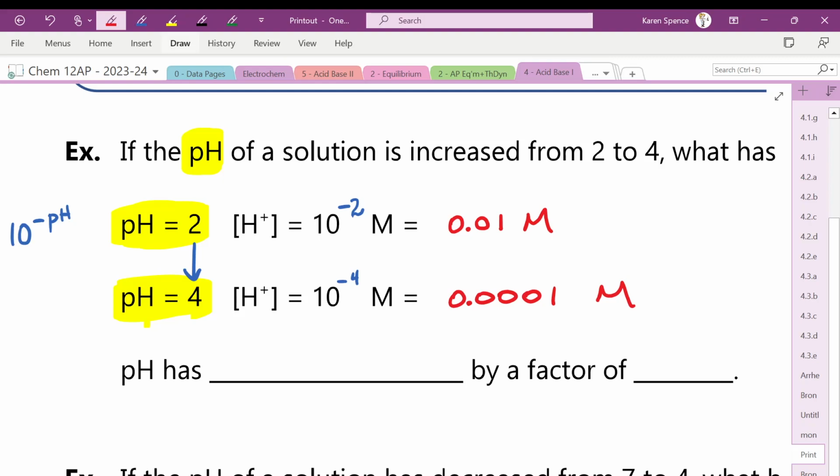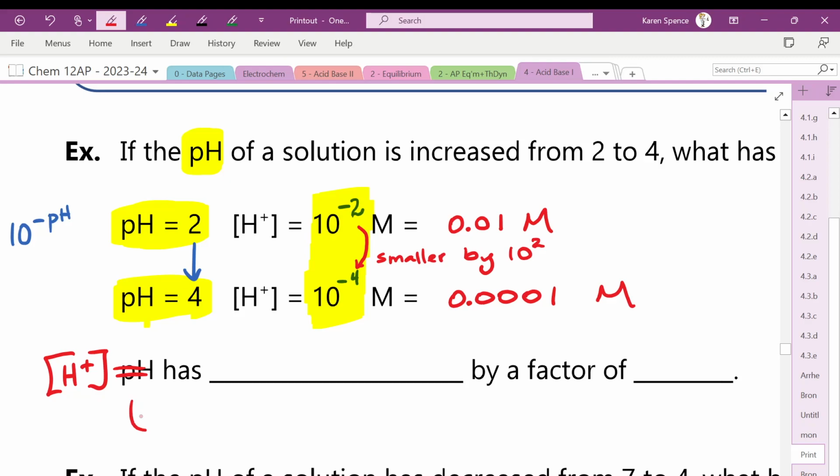Now, to be honest, it's probably easier to look at these two numbers and tell how much the concentration has changed by, because you can just look at the exponents. You can say this exponent got smaller by 2. Yes? It got smaller by 2 powers of 10. Okay? So the concentration, or this should say concentration of hydrogen, not pH. Fix.